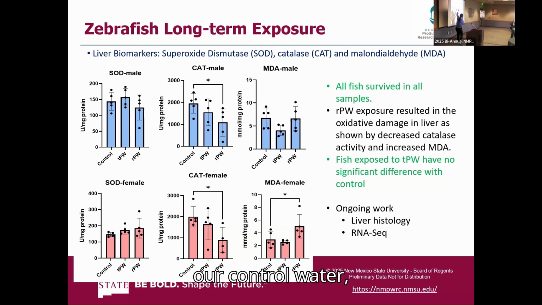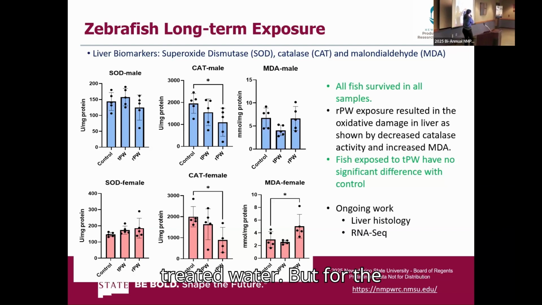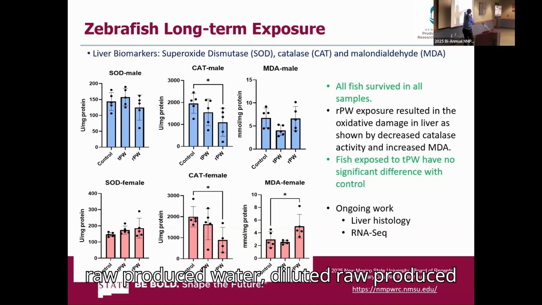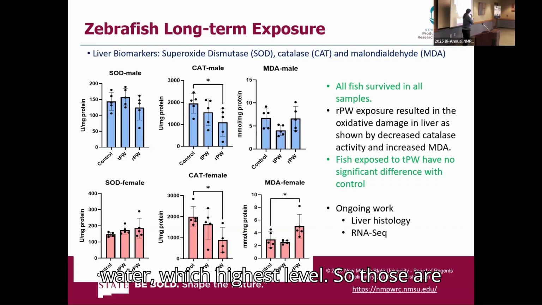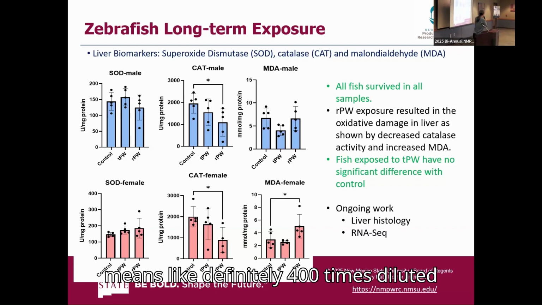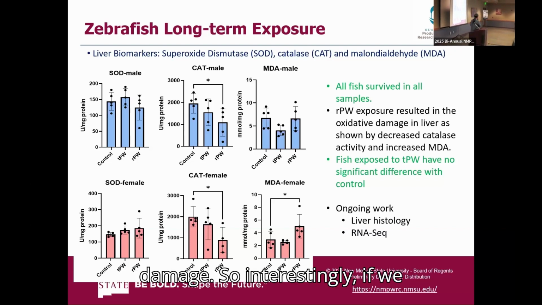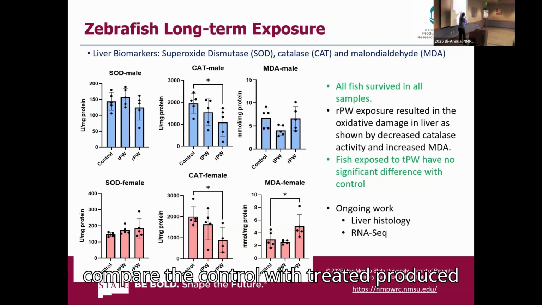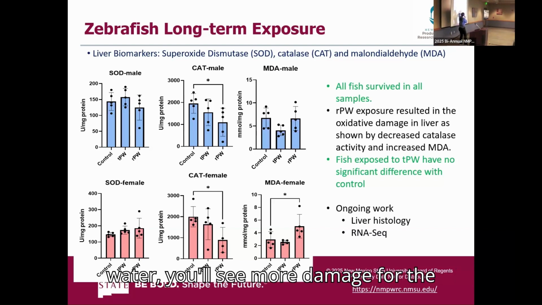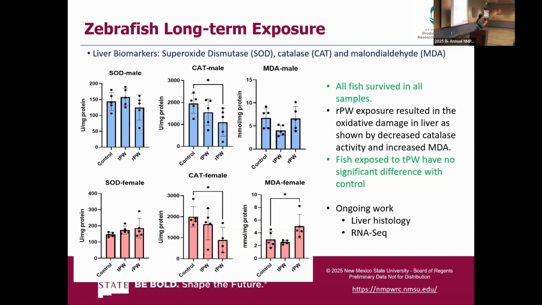Our control water has a similar level, sometimes even higher than treated water. But the diluted raw produced water has the highest level. Those are the males, those are the females. So that definitely means 400 times diluted raw produced water is causing liver damage. Interestingly, if we compare the control with treated produced water, you see more damage for the control compared with the treated produced water. So it seems treated produced water is sometimes cleaner than the control water.